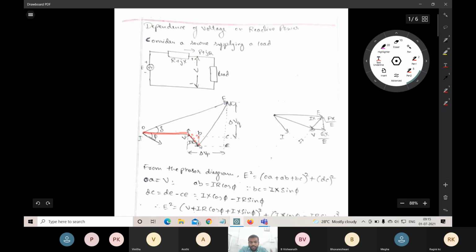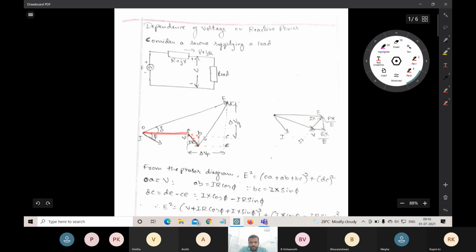Not Pythagoras, sorry. Apply cos. Cos phi is given by adjacent side by hypotenuse, and sin phi is opposite side by hypotenuse. So cos phi is adjacent side by hypotenuse, and this is the adjacent side. So AB is equal to IR cos phi. Next, after OA and AB, we need BC.